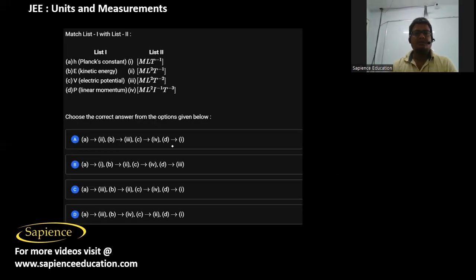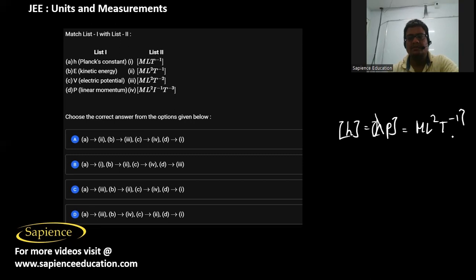And here it is told to find the dimensional formulas for these physical quantities. So here H, the dimensional formula for Planck's constant, is same as the dimensional formula of lambda into P. So that will be ml square t power minus 1. And then the dimensional formula for kinetic energy is same as that of work done, which is force into length, is ml square t power minus 2.